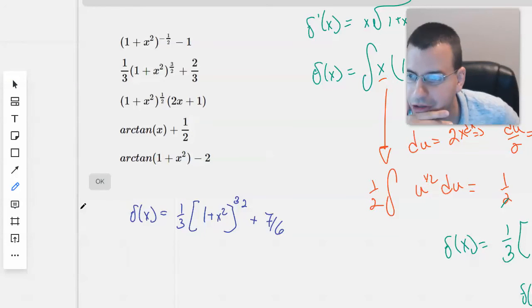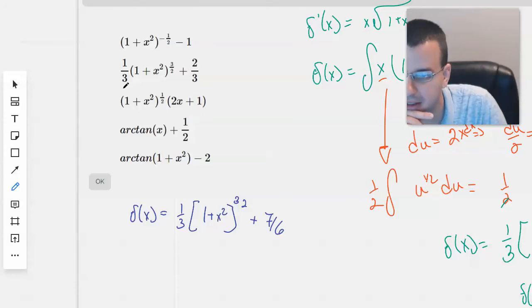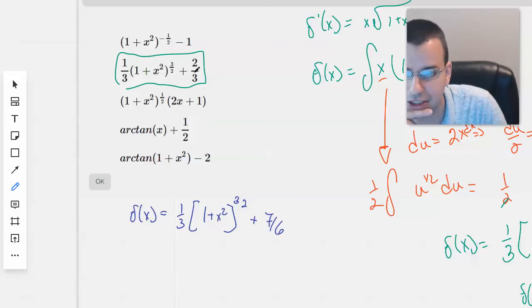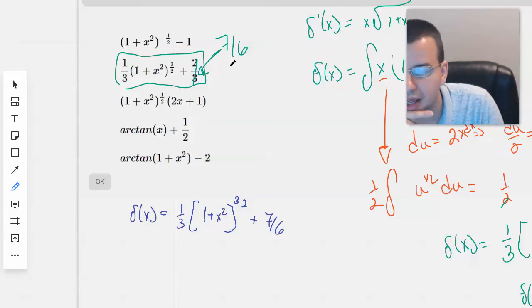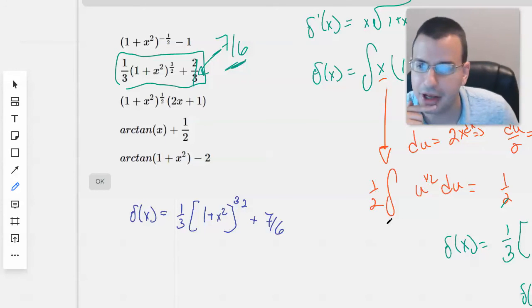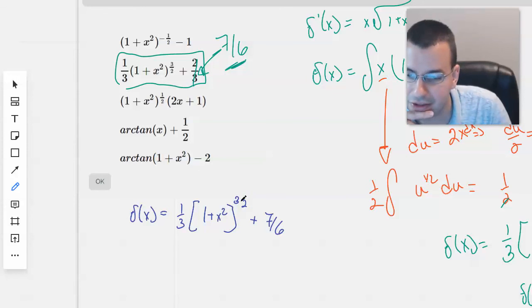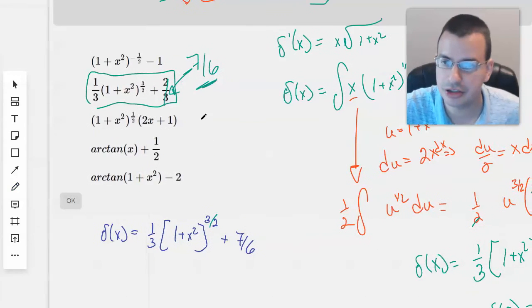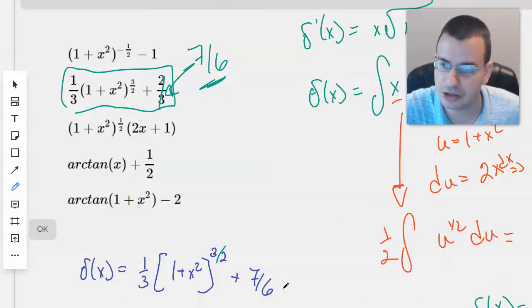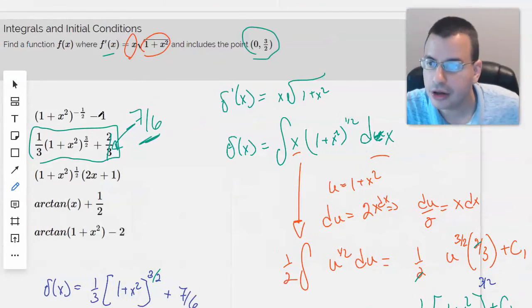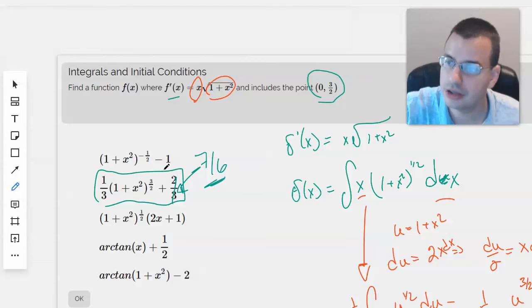So the only one that looks close is this one. So I think this is probably actually wrong here. This should be 7/6. I'm not usually that confident, but this time I'm pretty confident. So 1/3 times 1 plus x squared to the 3 halves plus 7/6. So yes, this should be 7/6, not 2/3. To backtrack a little bit, 7/6 definitely.